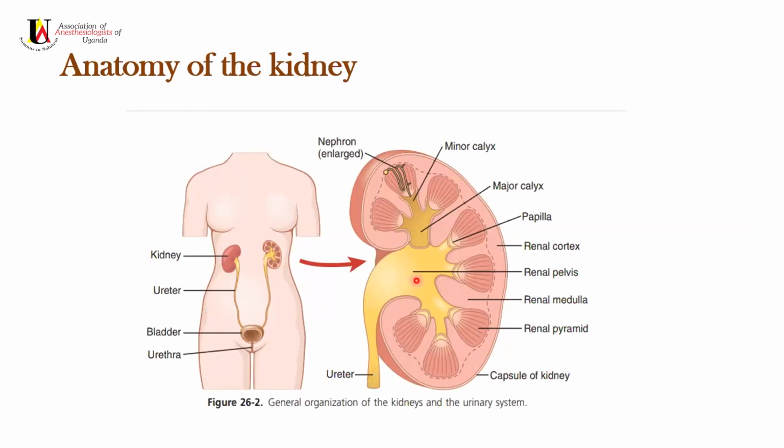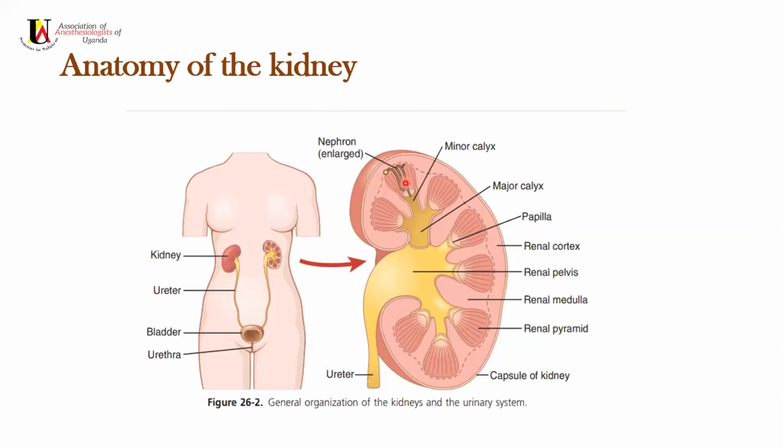The kidney has an indent where we have the renal artery, renal vein, the ureters leaving the kidneys, and the nerves entering the kidneys. Then we have 2 regions of the kidney. We have the outer cortex and then the inner medulla.